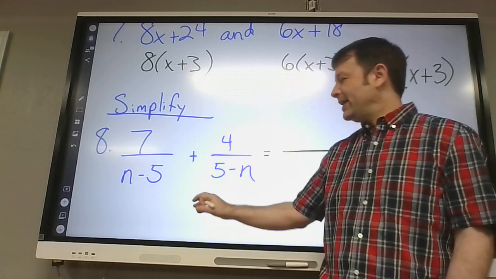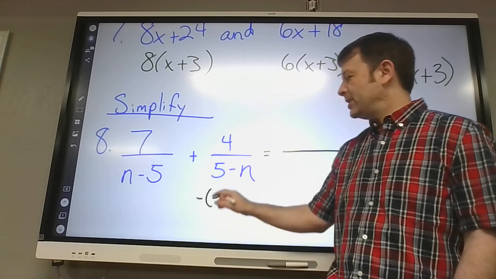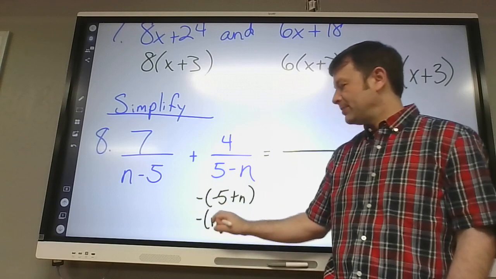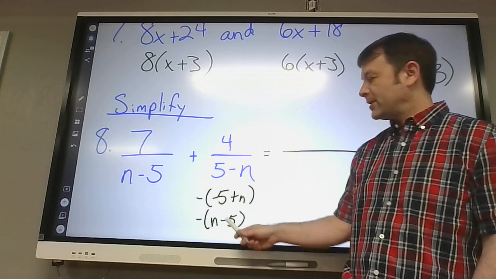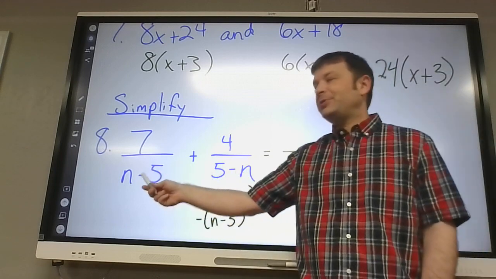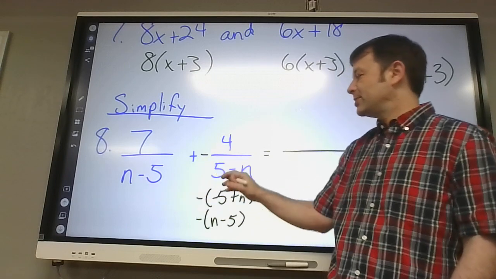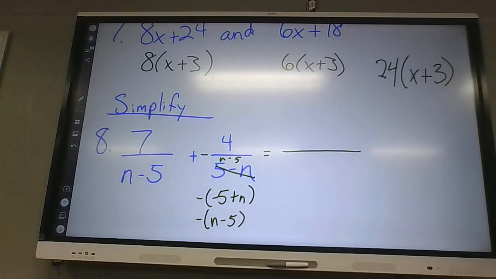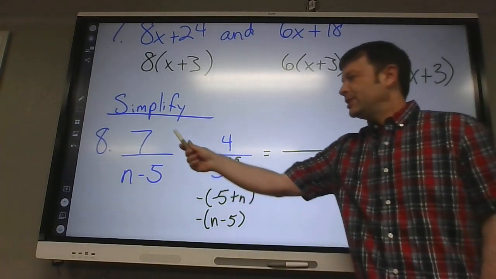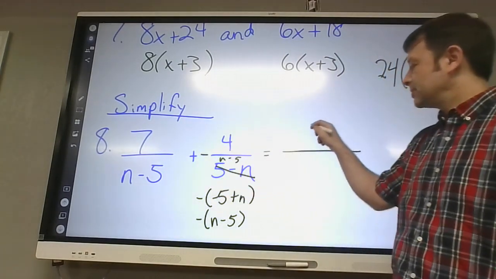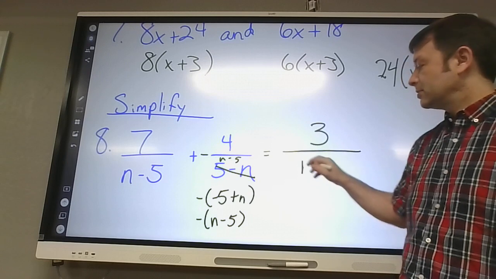Okay, if you take a negative out of the bottom, it would become negative 5 plus n, right? If you take a negative out of both those, which is the same thing as n minus 5, if you switch the order. So these two are opposites. If you take a negative out of this one, you can turn it into n minus 5. So they are common denominators now, after I took the negative out. So instead of doing 7 plus 4, we have to do 7 plus negative 4, basically. So it's just 3 over n minus 5.